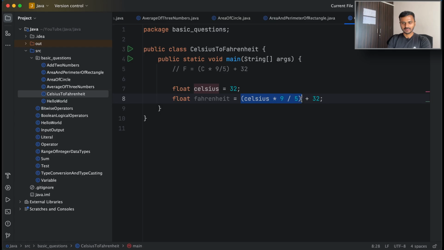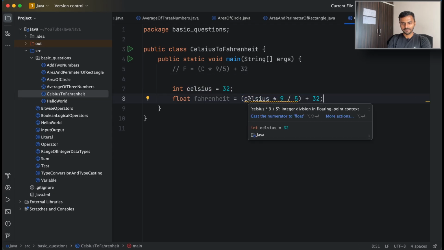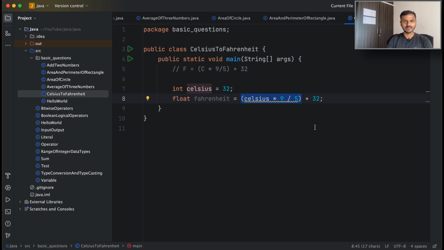Now, this pair of parentheses has got an expression, and the expression is to multiply Celsius by 9 and then divide by 5. Now, Celsius is already float, but what if I change it to int? You see a yellow underline, and this will be saying Celsius multiplied with 9 by 5 is integer division in a floating point context, which in simpler terms means that the entire expression is going to give you an int result. But what we are doing is we're storing that int in a float. So even if there are decimals, that will get truncated, and ultimately we will get just 0 after the decimal point. So if I change it back to float, the error will vanish.